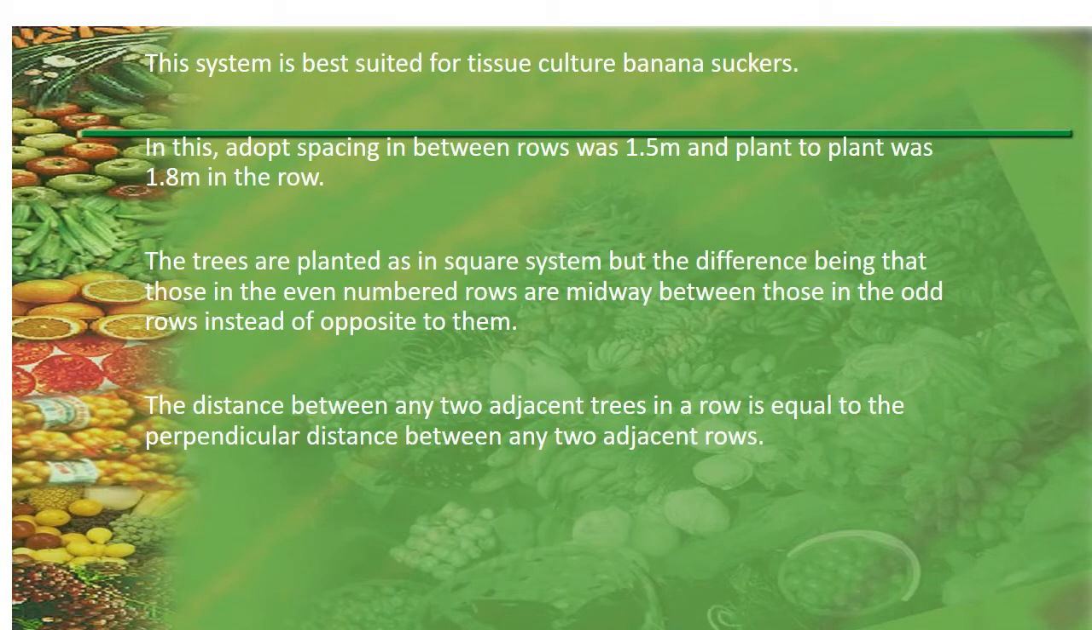Triangular system. This system is best suited for tissue culture banana suckers. In this, adopt spacing in between rows of 1.5 meters and plant to plant of 1.8 meters in the row. The trees are planted as in the square system, but the difference being that those in the even numbered rows are midway between those in the odd rows instead of opposite to them. The distance between any two adjacent trees in a row is equal to the perpendicular distance between any two adjacent rows.